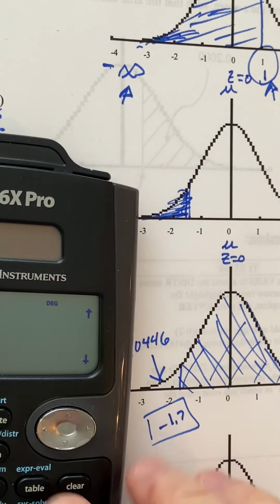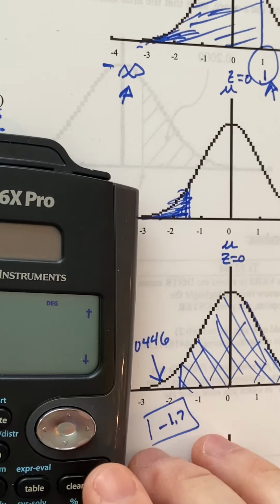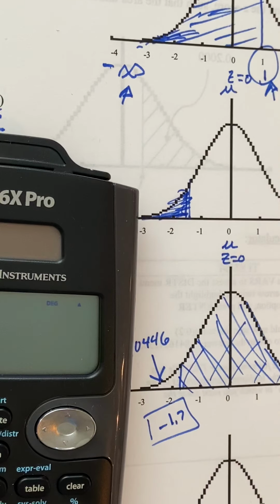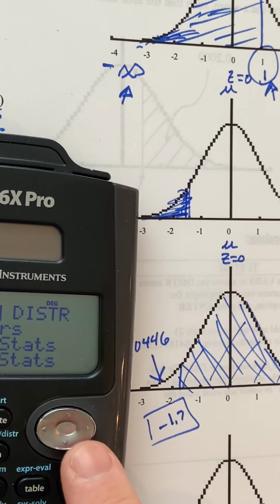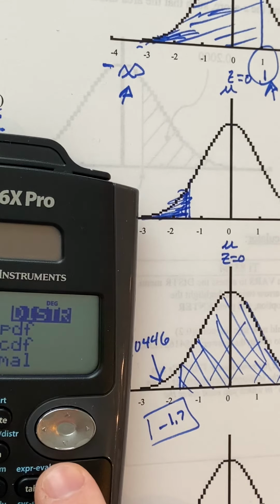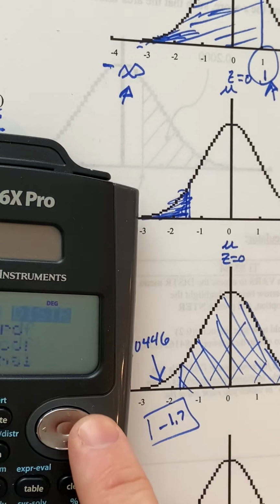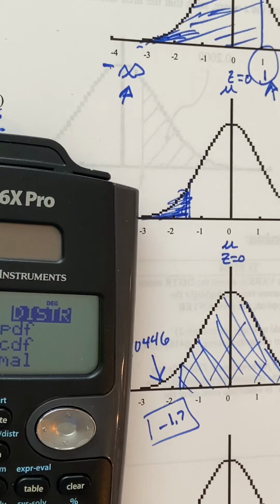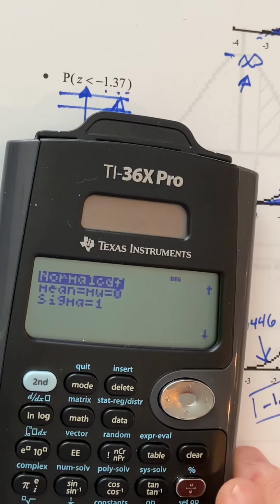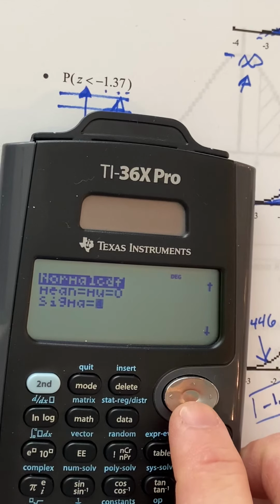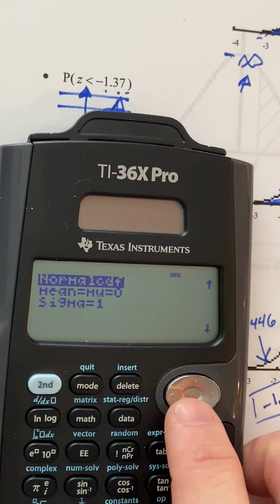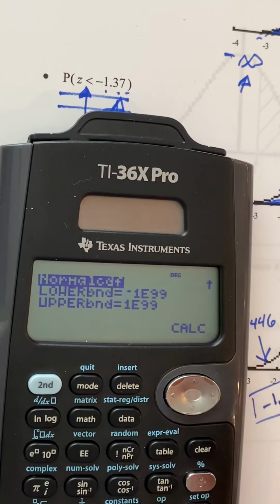Or if you're not in that mode, to get into that mode, remember hit Shift Data, Distribution, Normal CDF, and you're in that mode. The average is 0. That's going to change next chapter. We'll have other values where the average won't be 0.